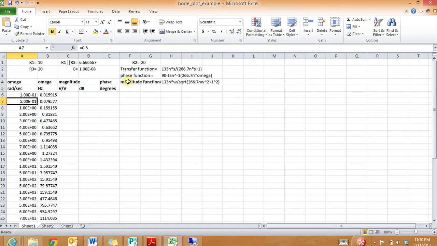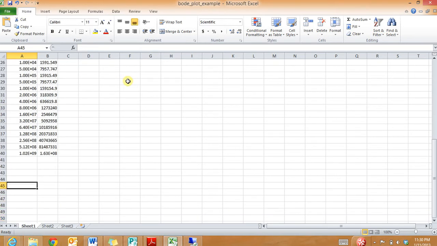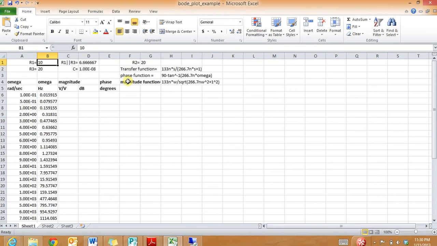And then we want to translate that into dB, and I'll show you that in a second. So what I want to do is, MATLAB, I already know, will plot this in radians per second. So I'm going to plot the Excel in radians per second. But PSpice will plot it in hertz. So I want to change all the omegas also to hertz, so that I can do a comparison with that also.